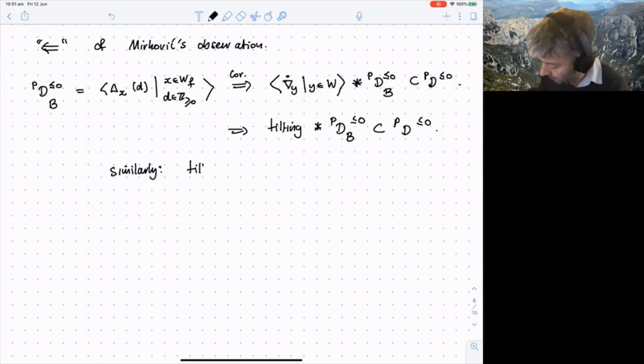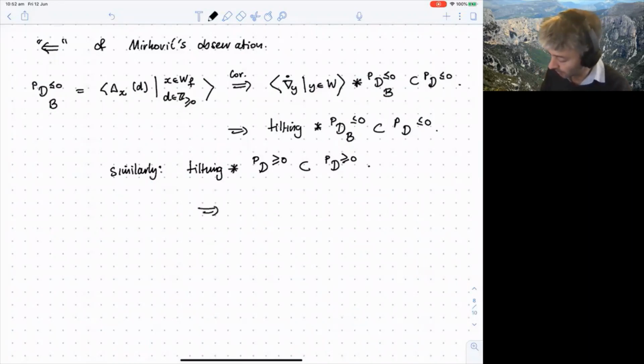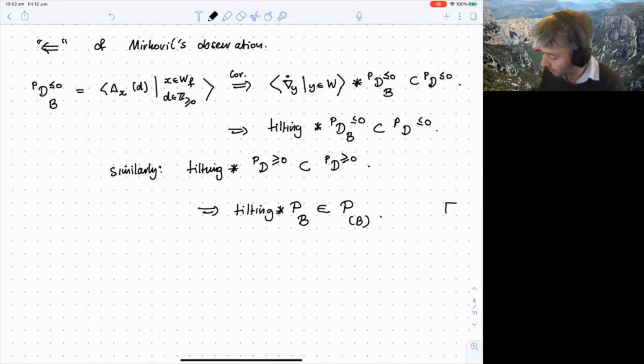Similarly, tilting convolve with PD, so this implies that tilting convolves with an equivariant perverse sheaf belongs to here.